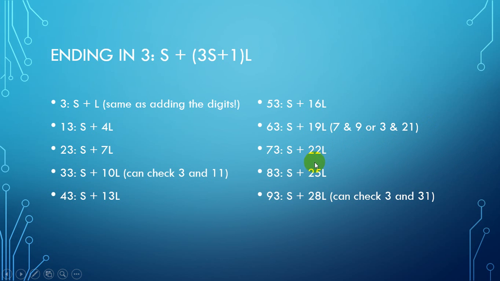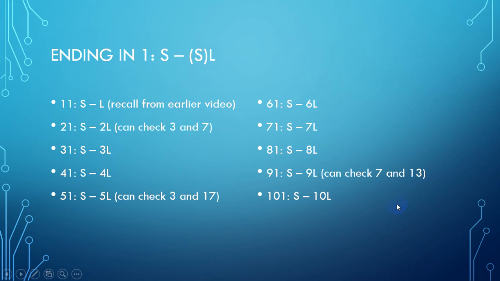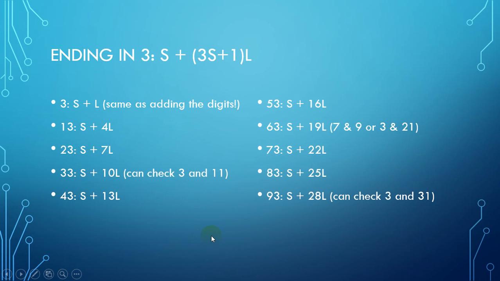And the rules for 73, 83, and 93. And then 93, again, it would probably be easier to do 3 and 31. Either method will work, s plus 28l, but you can also check for divisibility by 3 and 31, and 31 was s minus 3l. A little easier to subtract 3 times a number than to have to do 28 times a number. That's where I'm getting at here. It might be easier to do 3 and 31.